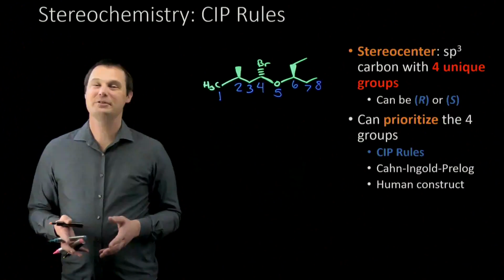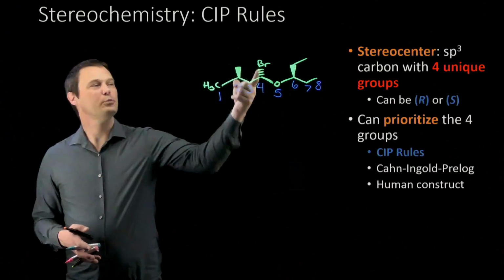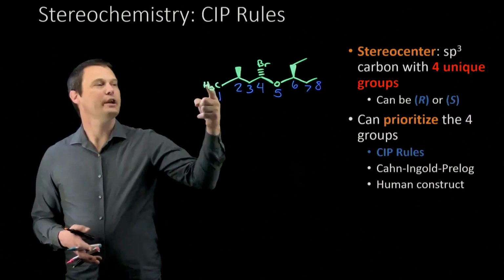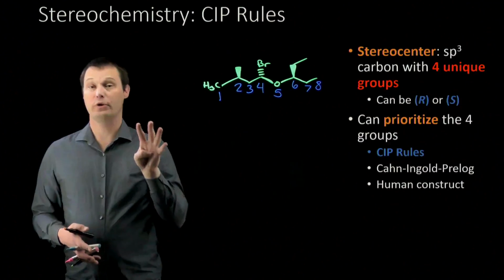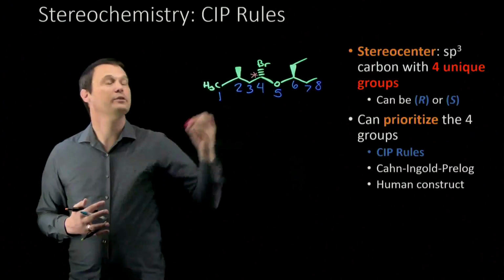Let's get started. The first thing we need to do is find all of the stereocenters in a molecule. Carbon number 4 is attached to bromine, oxygen, carbon number 3 chain, and a hydrogen. That is 4 unique groups. This carbon, number 4, is a stereocenter. This is our first stereocenter in the molecule.